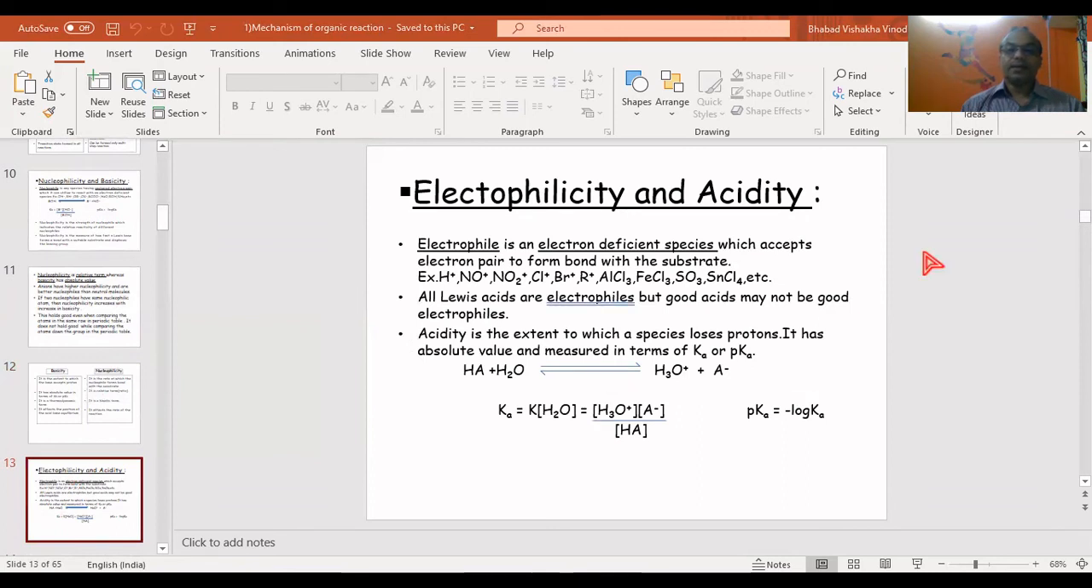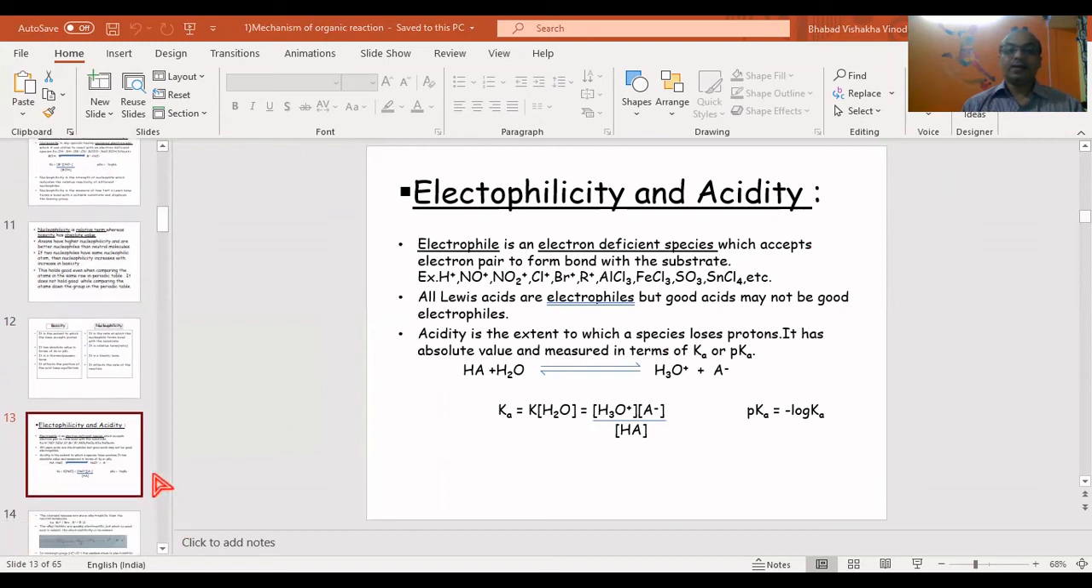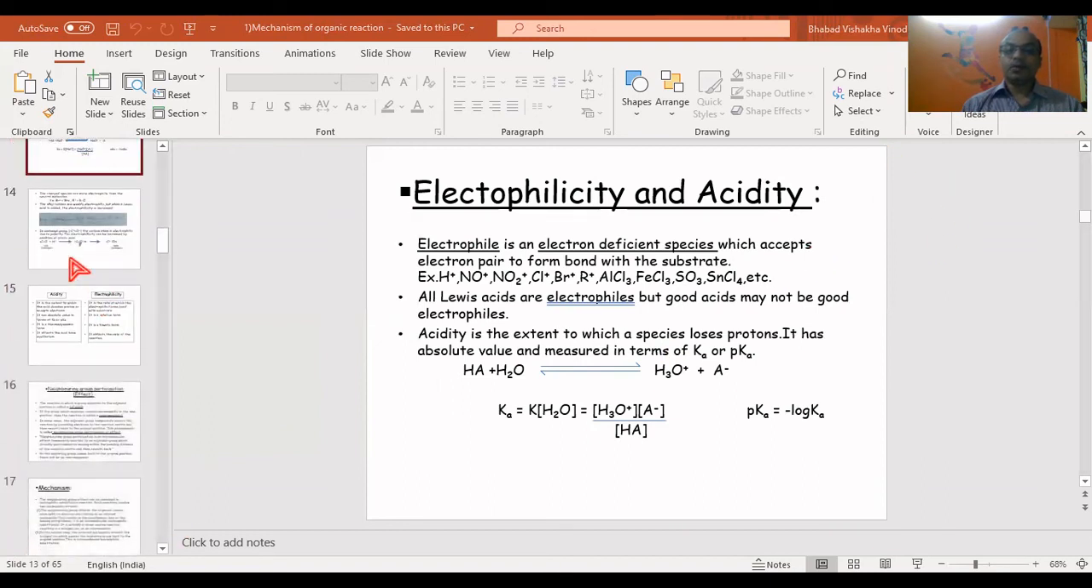Now, electrophilicity and acidity. An electrophile is an electron deficient species which accepts an electron pair to form a bond with the substrate. For example, NO plus, NO2 plus. All Lewis acids are electrophiles, but good acids may not be good electrophiles. Acidity is the extent to which a species loses a proton. It has absolute value and is measured in terms of Ka or pKa.